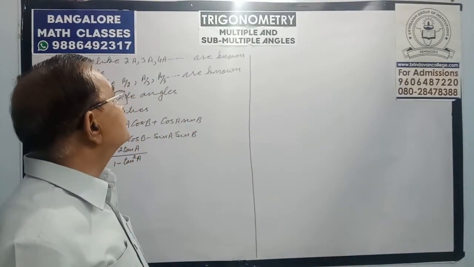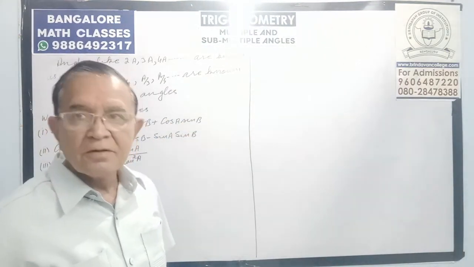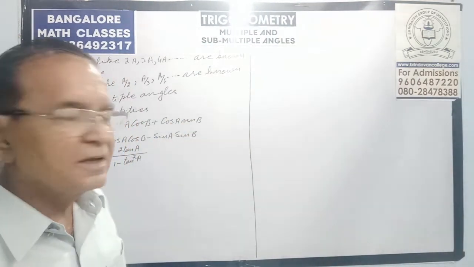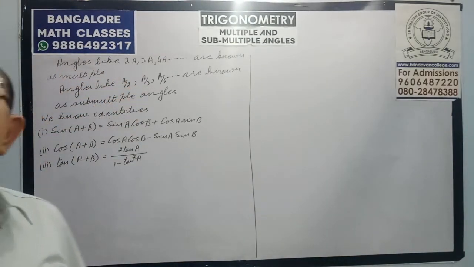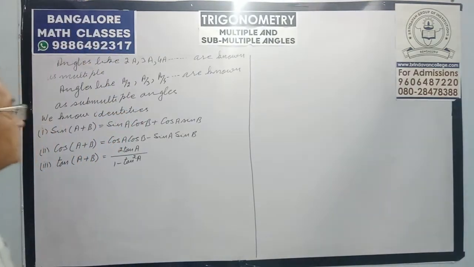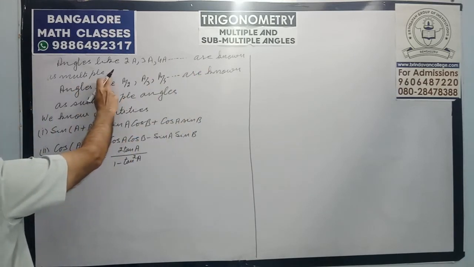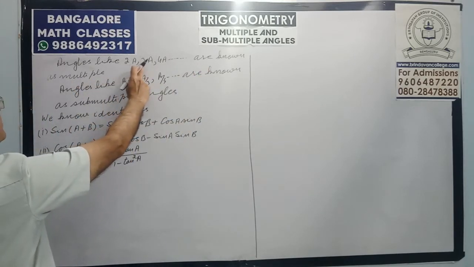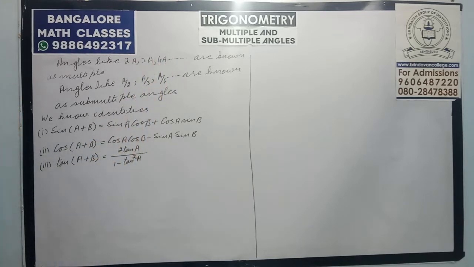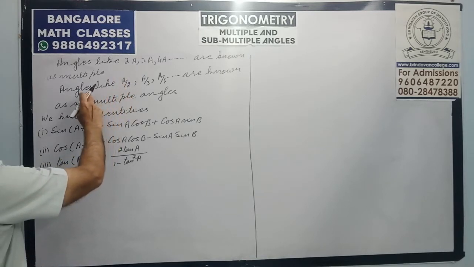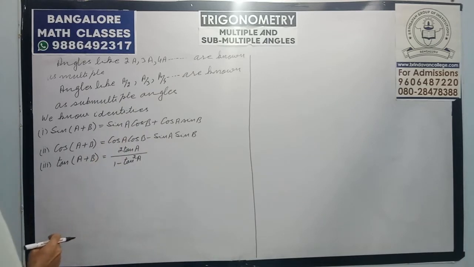Today I am going to teach you multiple and submultiple angles. Angles like 2A, 3A, 4A, etc. are known as multiple angles because they are the multiples of A: 2, 3, 4, etc. Submultiple means it is with the fraction. Angles like A by 2, A by 3, A by 4 are known as submultiple angles.